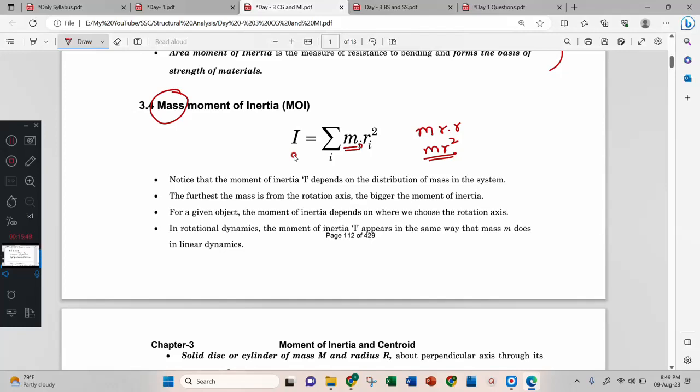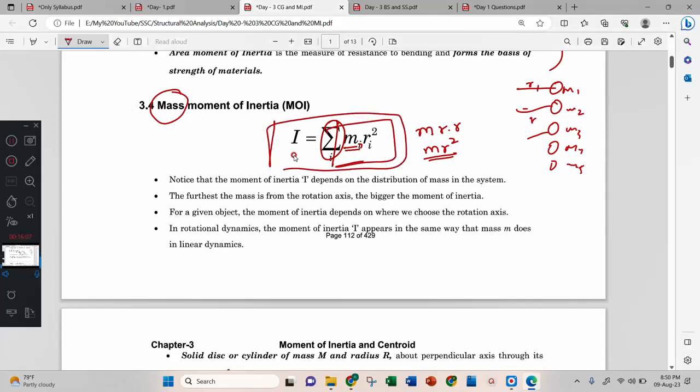Why is this I there and summation there? Because if you have many masses, this is m1, this is m2, this is m3, this is m4, like that, then you have perpendicular distances r1, r2, r3, like that, then you can add all of them and you will get the moment of inertia. Notice that the moment of inertia I depends on the distribution of masses in the system. The further the mass in the rotation from the rotation axis, the bigger the moment of inertia. Just remember this one.